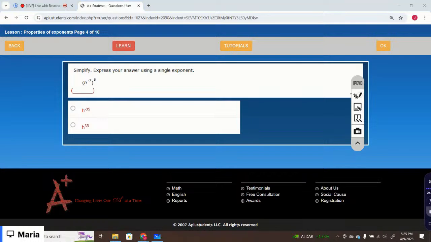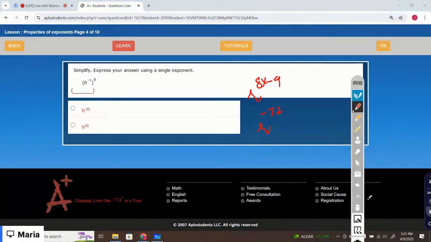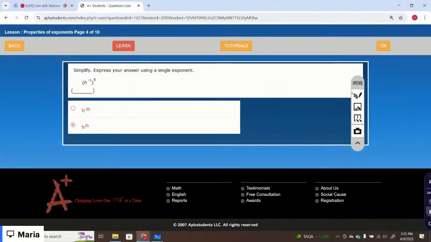Simplify H exponent negative 7 exponent 5. So when you have an exponent raised to the power of another exponent, we have to multiply these exponents. So that is negative 7 times 5, which is negative 35. Option number 2 is the correct option. Then H exponent negative 5, option 1 is the correct option.